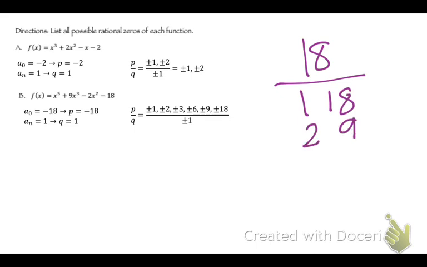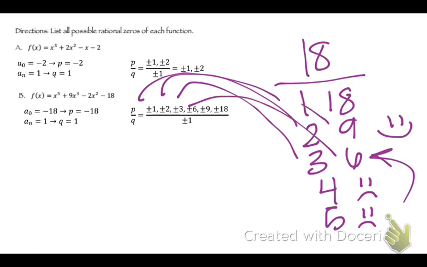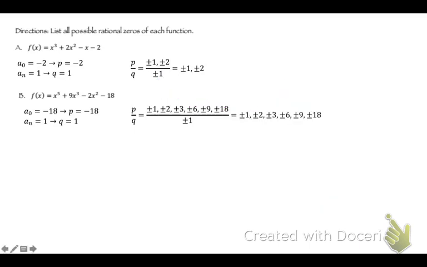2 goes into it 9 times. 3 goes into it 6 times. 4 doesn't go into it, and 5 doesn't go into it, but then we got 6, so we're good. So our factors here are 1, 2, 3, 6, 9, 18. Cool? And then it's over 1, so this ends up being plus or minus 1, plus or minus 2, 3, 6, 9, and 18. Those are possible zeros, and I'll get to what we're going to do with those zeros in a second.